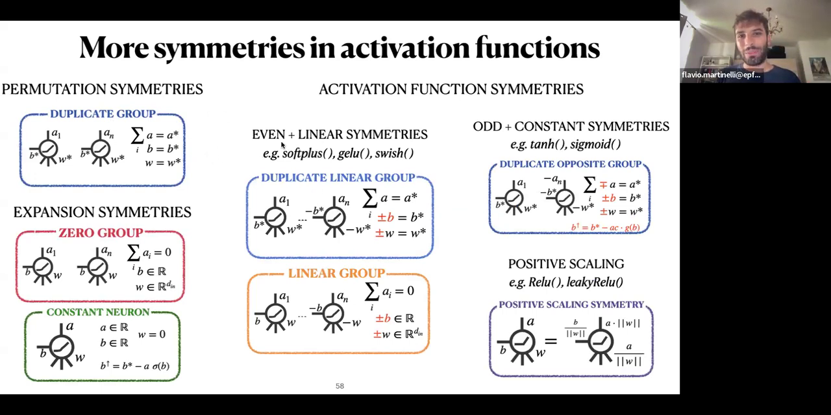So overall, there's a plethora of symmetries that come from different activation functions. If you have even plus linear activation functions, you have to be careful because you will lose information about the sign of the input weight vector, because both of them are interchangeable. And the same goes for odd activation functions. While for ReLU, other than being even plus linear, there's also positive scaling. So you can also lose 2 bits of information in this case.